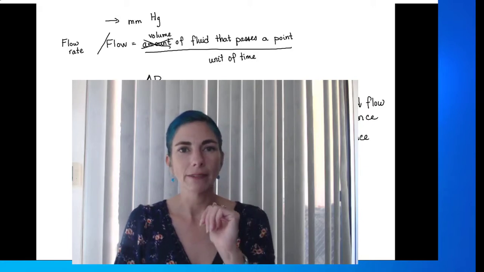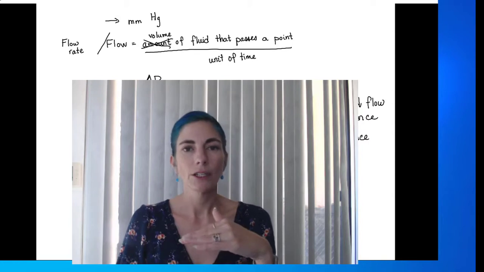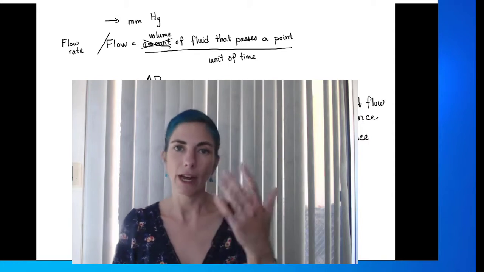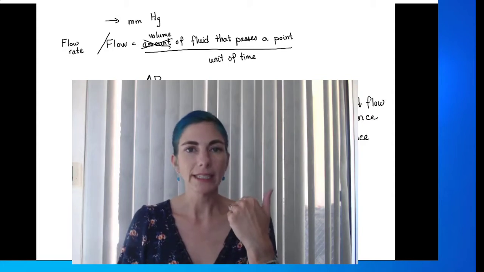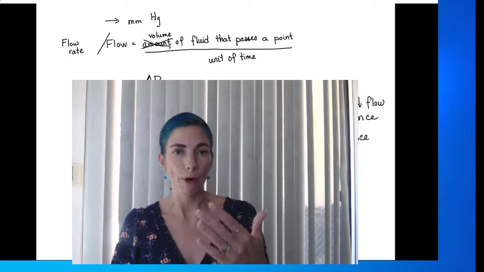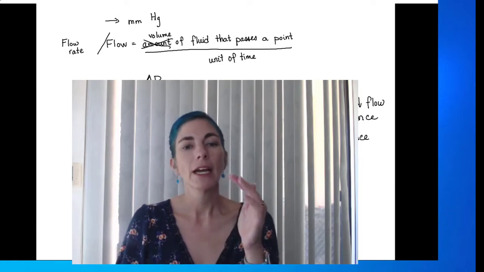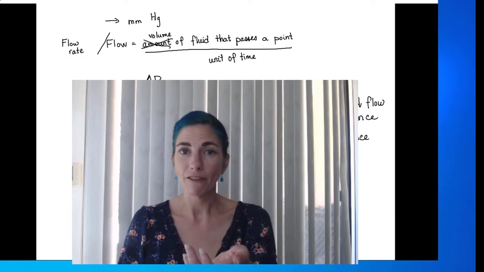Now, how do you get it? You get it by changing the pressure gradient over the resistance. So by increasing the pressure gradient, you get a higher flow rate. Well, what generates the pressure gradient? Well, that's going to be the heart. So when the heart works harder, that's going to generate more pressure and give you more flow rate. The resistance, however, is going to pose a problem to easy flow.